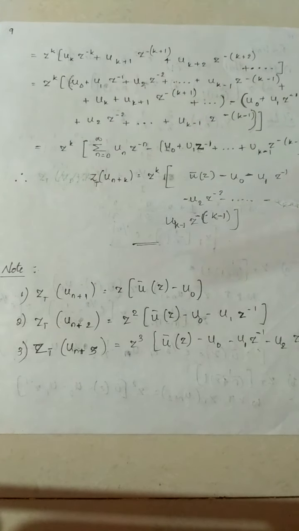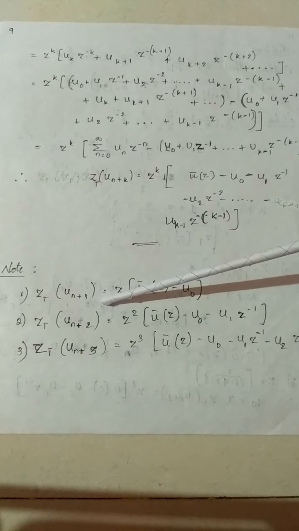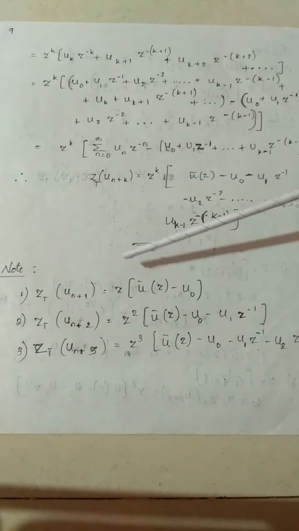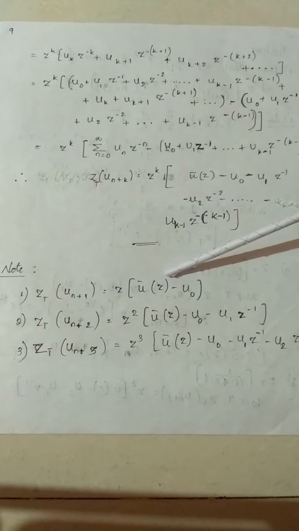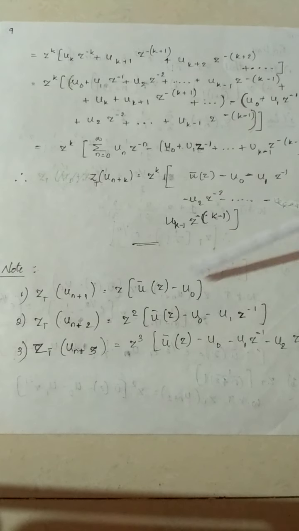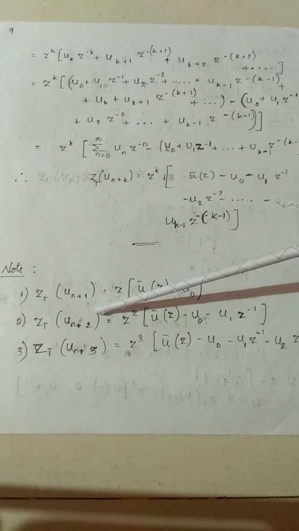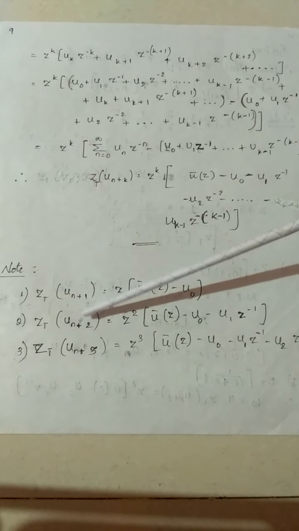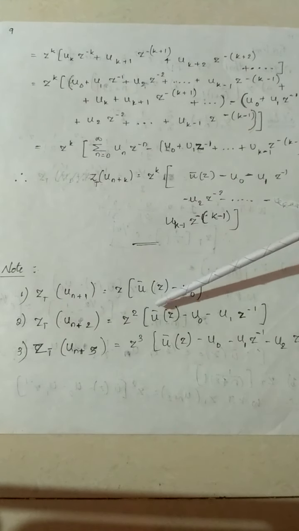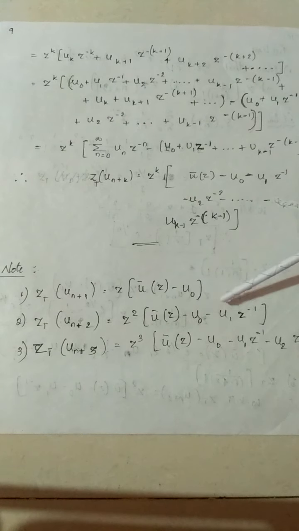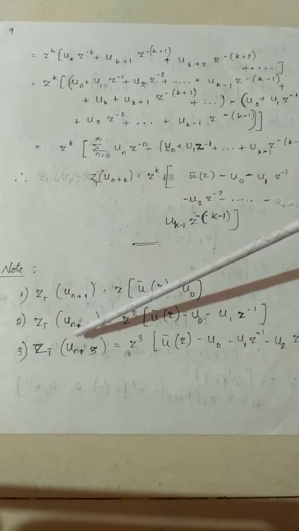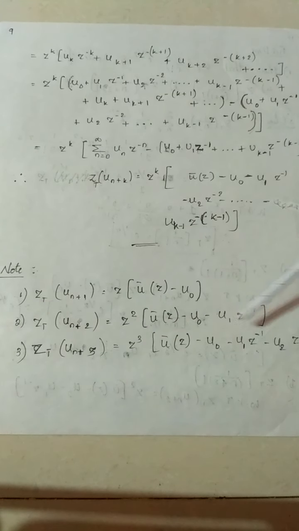If I consider the z transform of u of n plus 1, then one term less than this, that is z outside, u bar z minus u naught. Okay, u bar z minus u naught. If I consider the z transform of u of n plus 2, then one term more than this, that is z square as it is, u bar z as it is, minus u naught minus u1 z raised to minus 1. Z transform of u of n plus 3, one more than this, that is up till u2 z raised to minus 2.